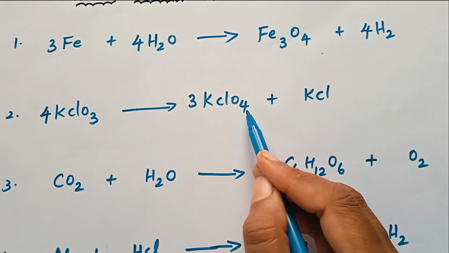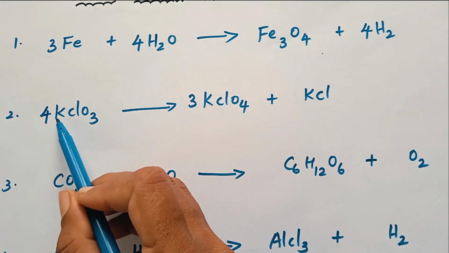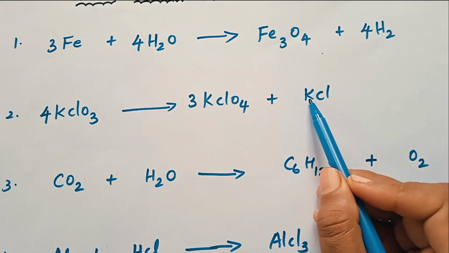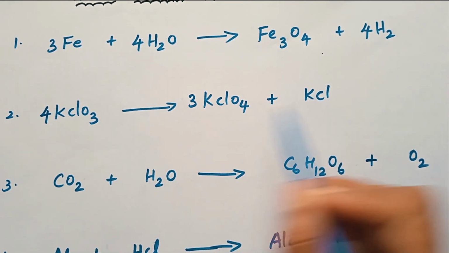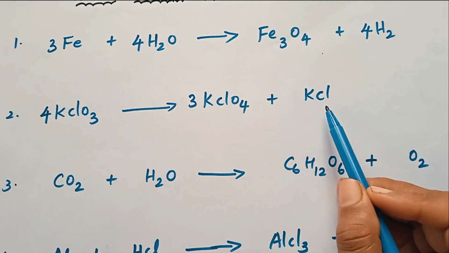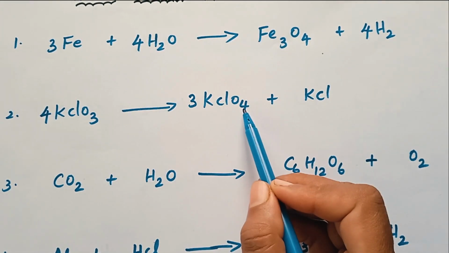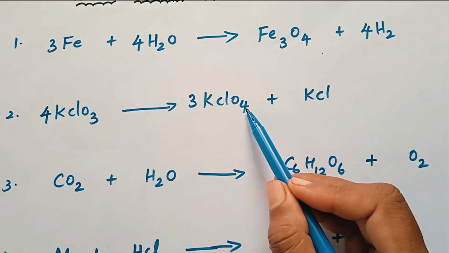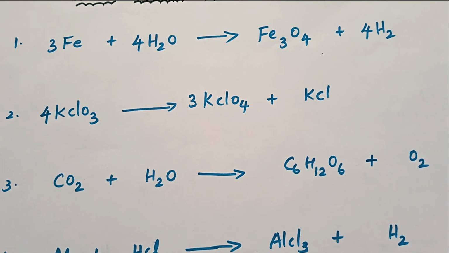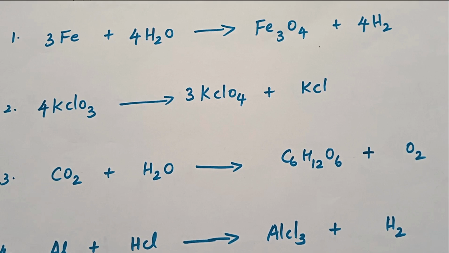Now oxygen is balanced. Now check for potassium. Here it is 4, here also 3 plus 1, 4. And for chlorine it is 4 here and here it is 3 plus 1 is 4. So this equation is balanced. Okay, in this case you have to take an LCM because here it is an odd number and here it is an even number. So we are approaching the above equation like that. Okay, now we'll see the next equation.